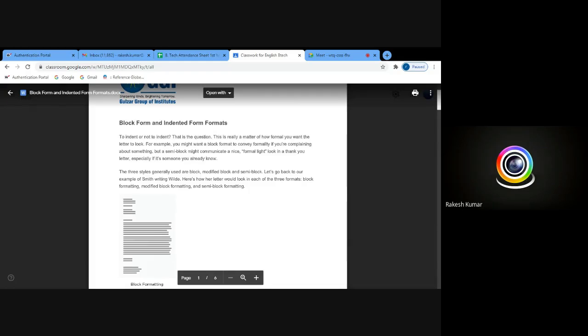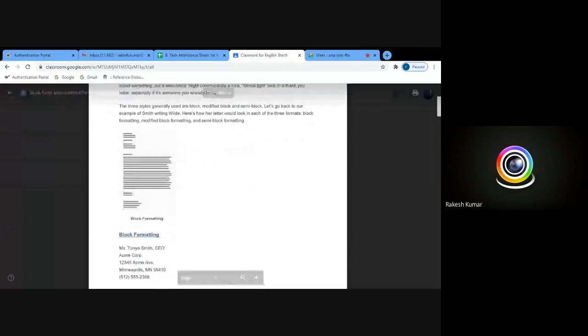So in that way, if you write it down, that is called block format. It is the kind of example in front of you. You can see the recipient, sender's address, date, receiver's address, salutation, body, complimentary close and signature, and the other information. There is one more part of a letter which I consider optional as well.